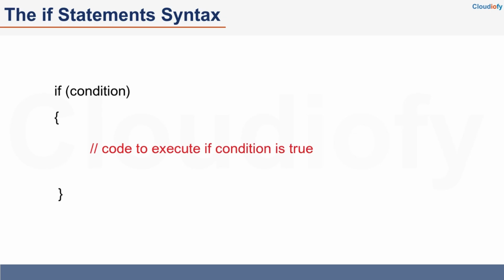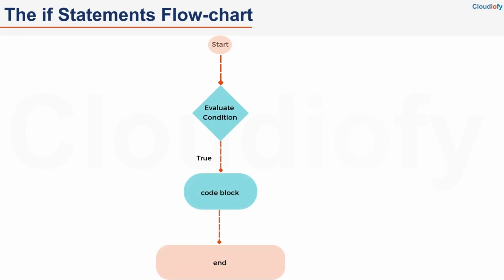Now let's look at the syntax. We write if, followed by the condition inside round brackets. Then, within curly braces, we write the code that should run when the condition is true. Let's understand this using a flowchart. We start by evaluating the condition. If the condition is true, the code block is executed. If the condition is false, we skip that block and directly reach the end of the program.